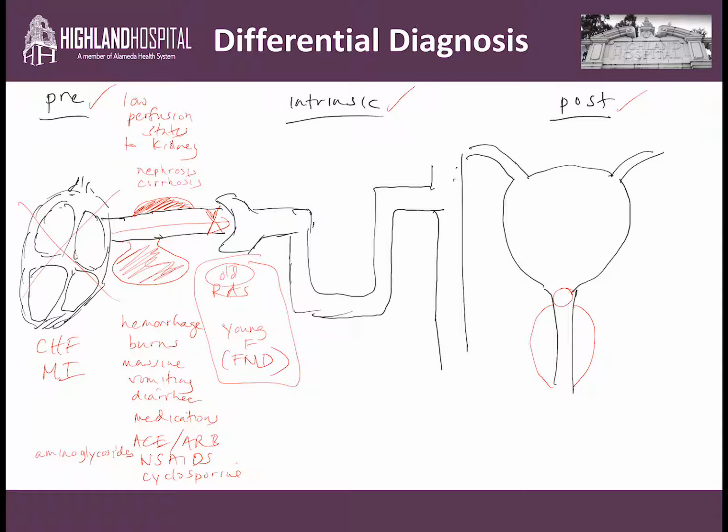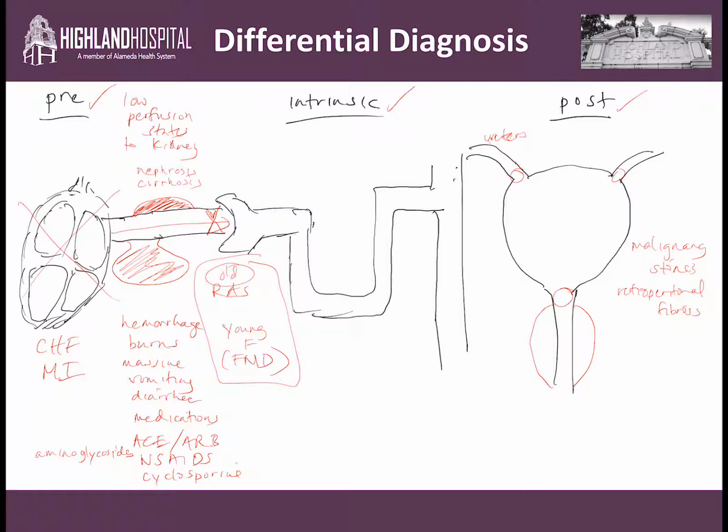You can get a stone anywhere. You can get it along here. These are the ureters. This is in the bladder, so you can also get malignancy or stones anywhere along here. You can also get retroperitoneal fibrosis. So any of these things can actually cause post-renal AKI.